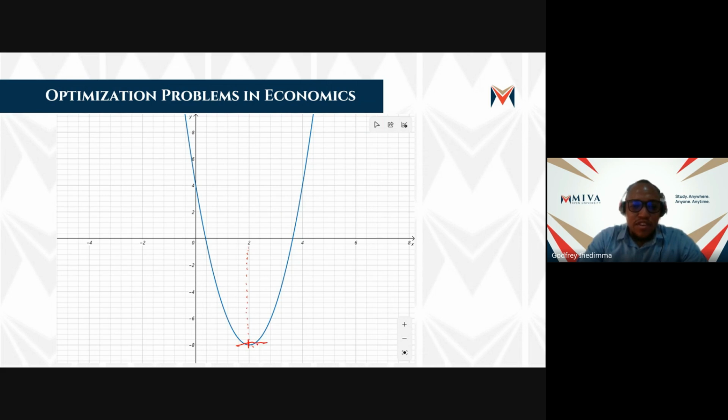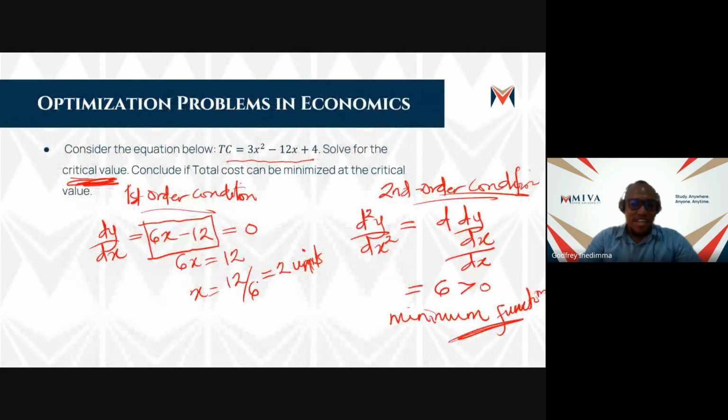At the lowest point of the graph, x is equal to 2. So solving it by graph or solving it mathematically gives us the same answer. Now, there is something else I want to explain about economic literature before we move on.